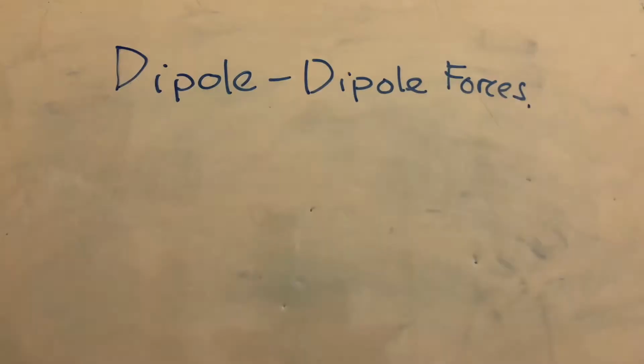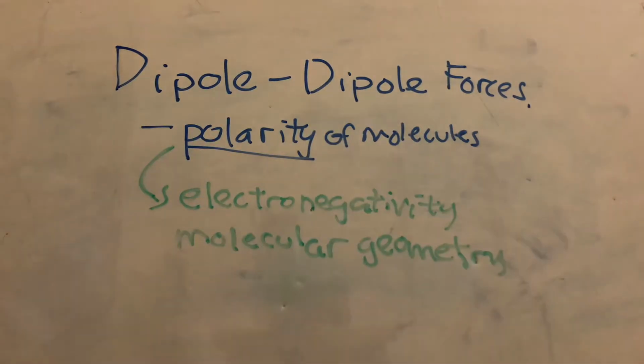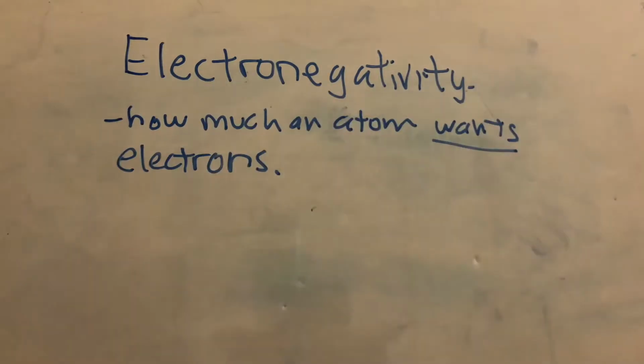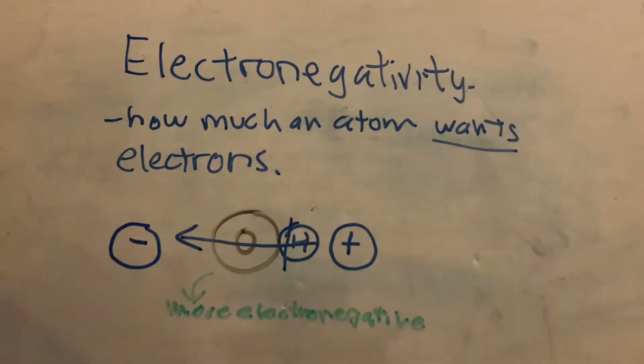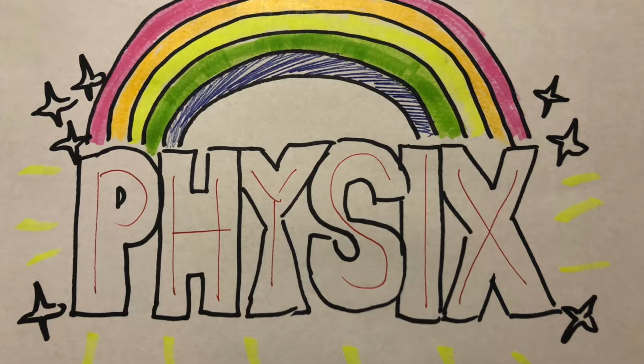So the next thing we're going to discuss is dipole forces, which depend on polarity of molecules, which depends on electronegativity and molecular geometry. Electronegativity is basically how much an atom wants electrons. As seen in the OH configuration below, O is more electronegative, pulling more electrons to its side, creating a dipole for a molecule. We can explain this using physics as well, and net forces.